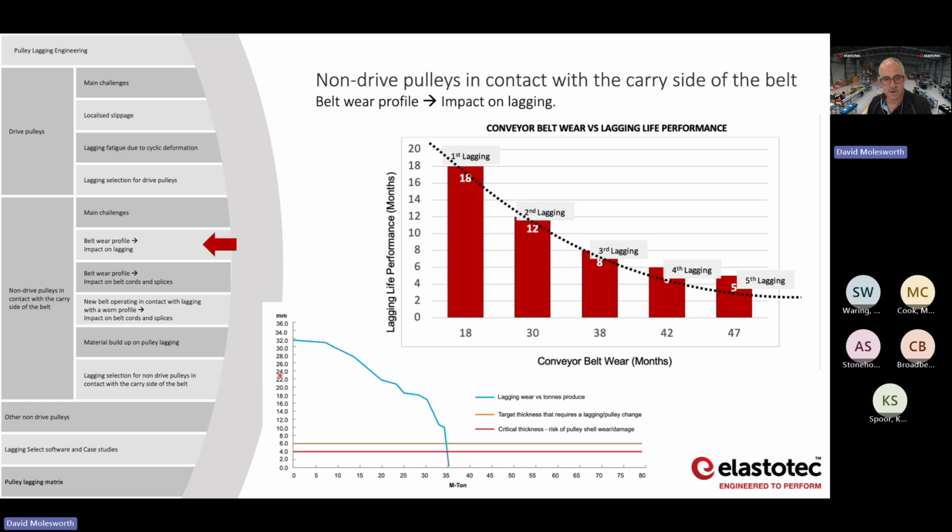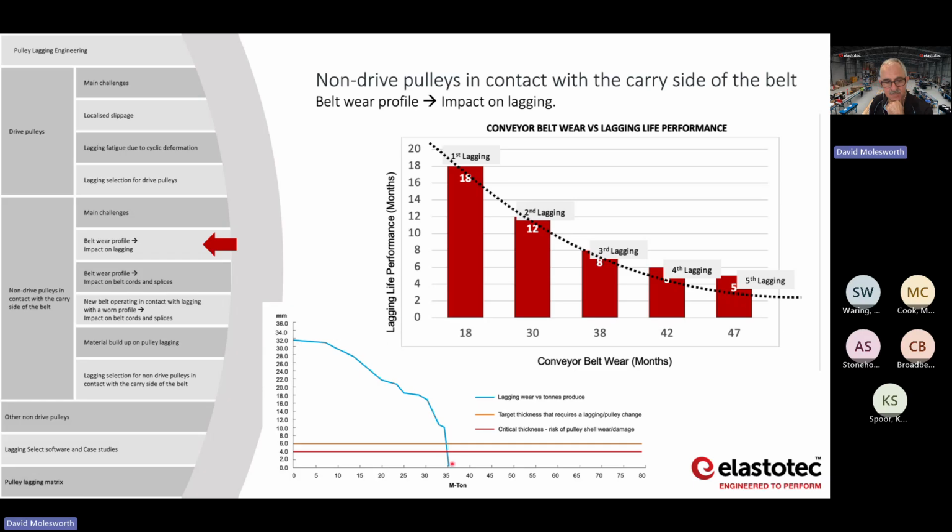This graph here at the bottom is real, actual maintenance data from a mine we did some work with in Chile, where they were logging the lagging thickness on this vertical axis. Across the bottom, they were graphing the millions of tons of ore that they'd processed.